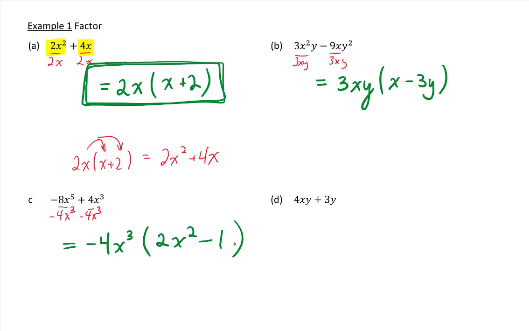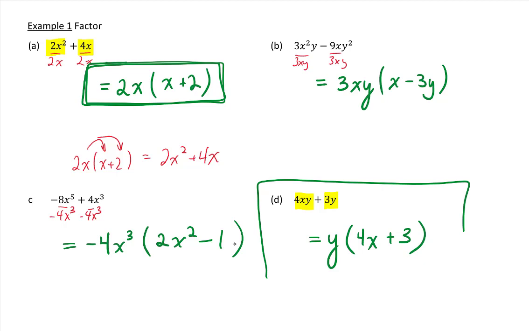Let's try one more. What do they both share in common? Well, we have 4xy and 3y. The only common factor for 4 and 3 is 1. We're not going to worry about that. There's an x in the first term, but not the second. But they do both have a factor of y. So we're going to take out that y. If we divide them both by y, I get 4x for the first term, and 3y divided by y gives me 3. So there is the last expression factored.